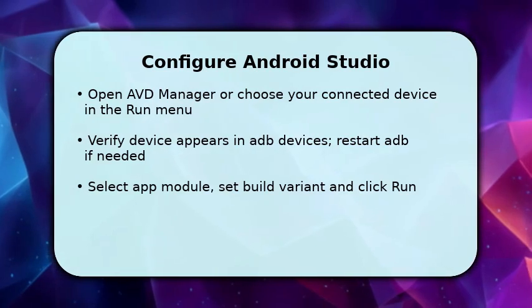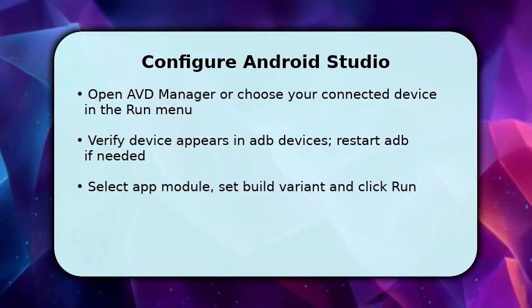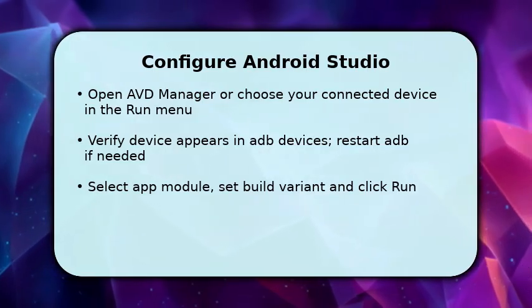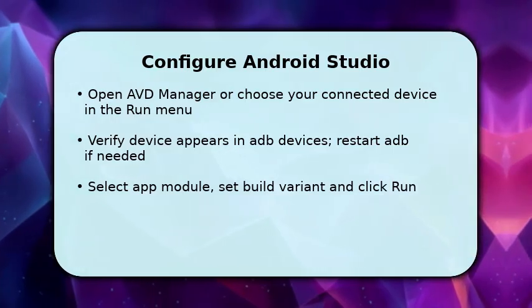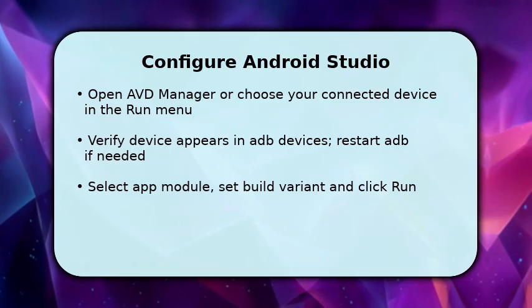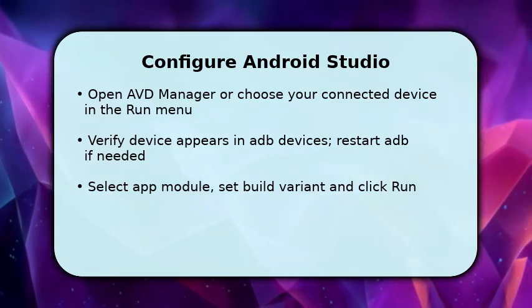Now configure Android Studio to deploy to your phone. Open Run Configurations and select the app module and appropriate build variant because mismatched variants can fail installs. Check the device list in the Run dialog.